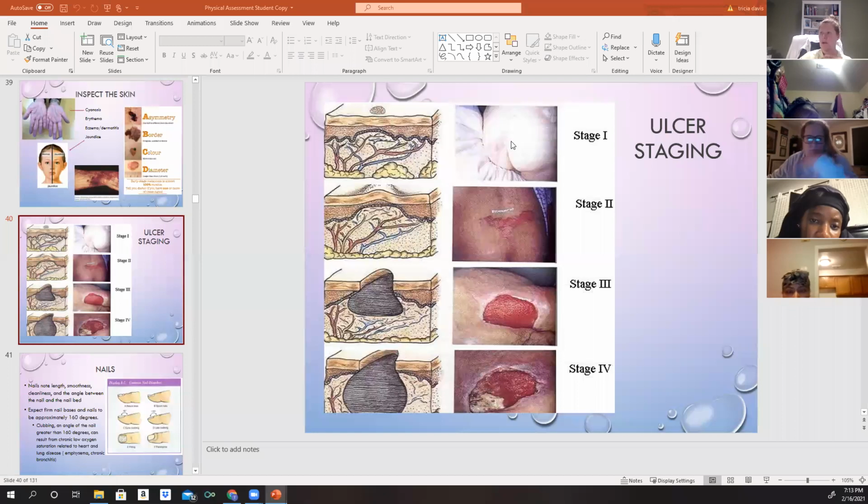If it's blanchable, and by blanchable, I mean you push on it with your finger and then you let it go. If it turns white for a second, and then when you let it go, it goes red again, that means that it's getting good blood flow to the area. If it's non-blanchable, that's a problem. If you push down and you let go and it stays white, there's no blood flow getting to that area. That's a problem. They're going to continue to have more skin breakdown.